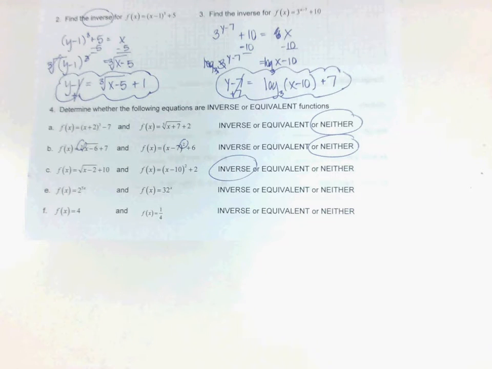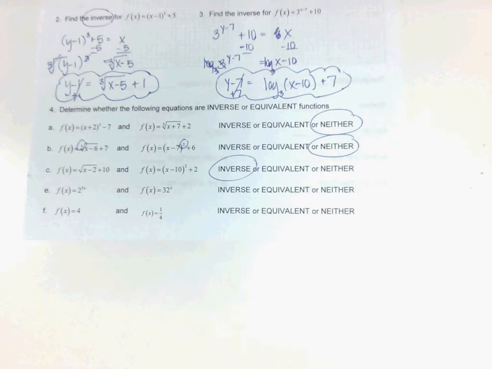Exponential 2 to the 5x. Exponential 32 to the x. Are exponentials inverses with other exponentials? No, but they could be exactly the same if you use a common base. What is 2 to the 5 the same as? 32. So they're not inverses, they're equal.